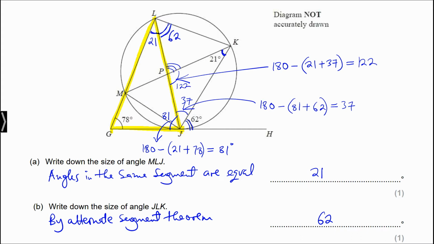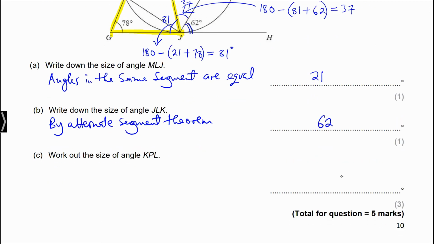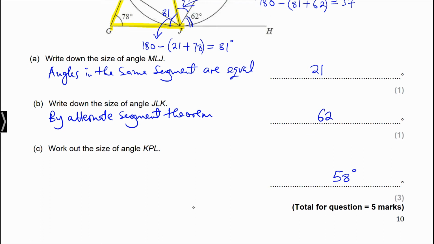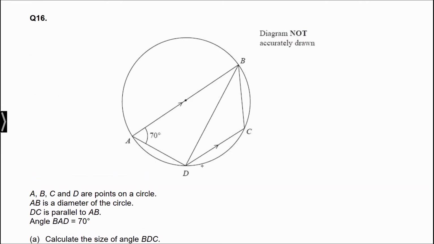Now we know that angles in a straight line add up to 180. So this angle here will be equal to 180 minus 122, which will be equal to 58 degrees. So this angle will be equal to 58, and that's the required angle here, which will be 58 degrees.